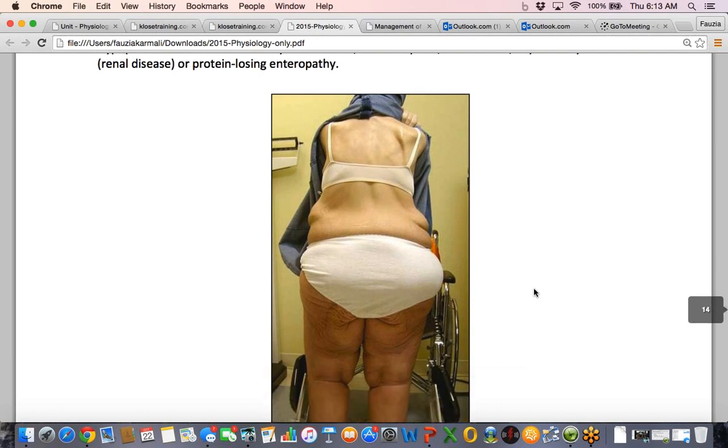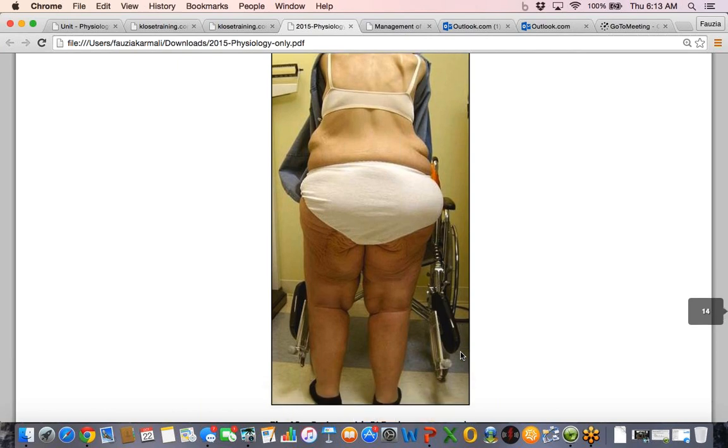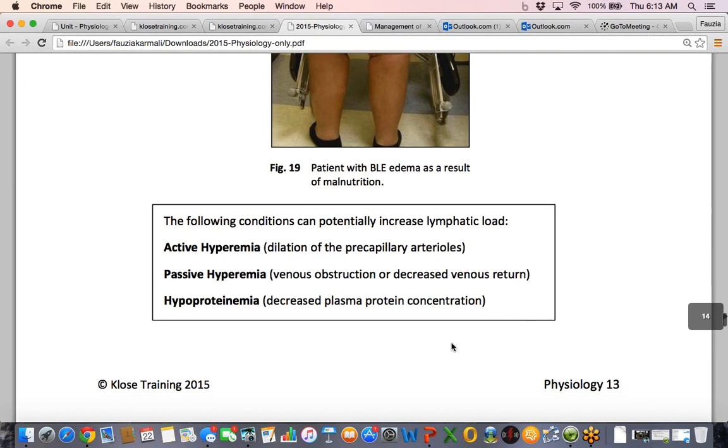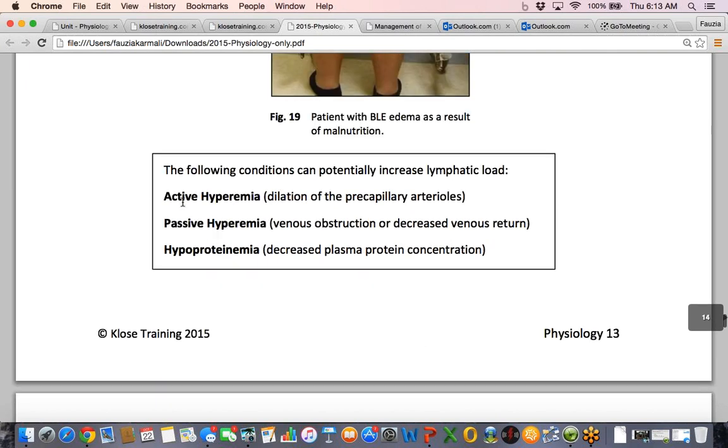So here you can see the patient with hypoproteinemia. You'll often see this presentation where their upper body is looking pretty normal size, and then they'll get an increased size in the lower extremities and the trunk. So the three different conditions that are going to increase the load are active hyperemia, passive hyperemia, or hypoproteinemia.